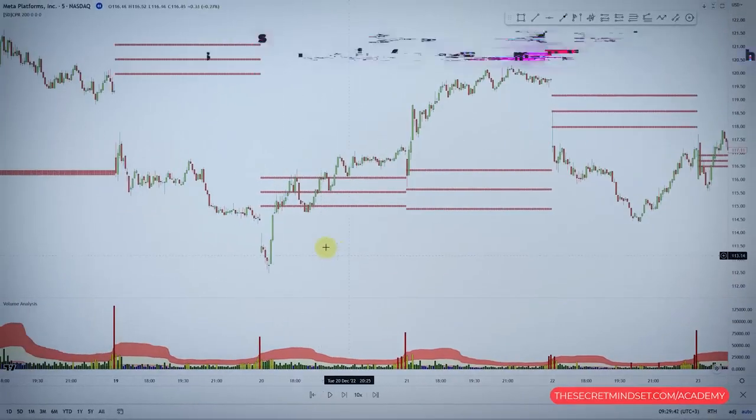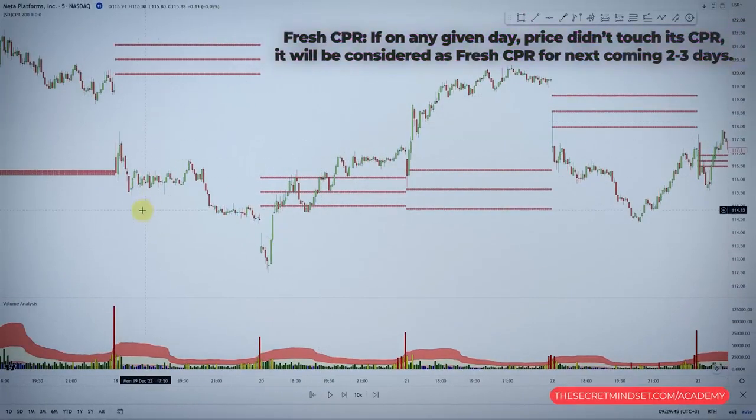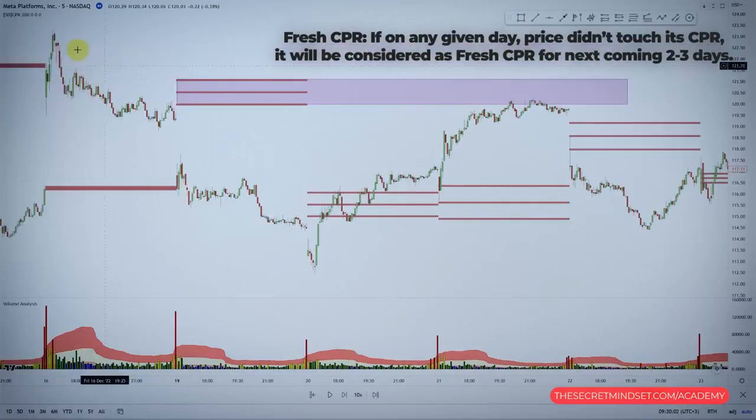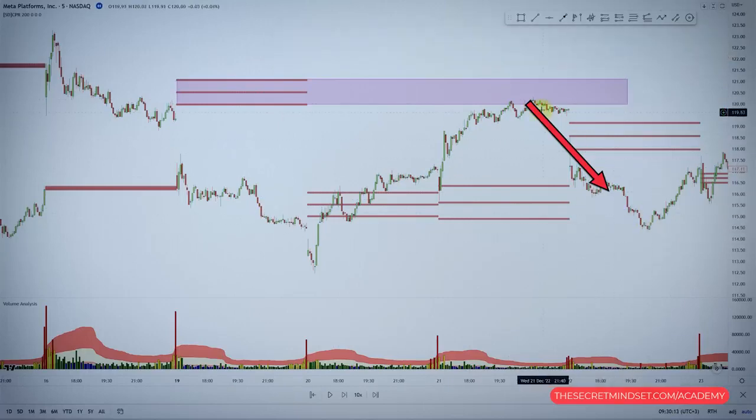And there's another high probability day trading strategy, and that is the fresh central pivot range. If on any given day, price didn't touch its CPR, it will be considered a fresh CPR for the next coming 2 or 3 days. Here's an example. The price made an aggressive move downward, and the next day, price action didn't touch its CPR. So that was a fresh CPR day, an important area to keep an eye on for the next several days.